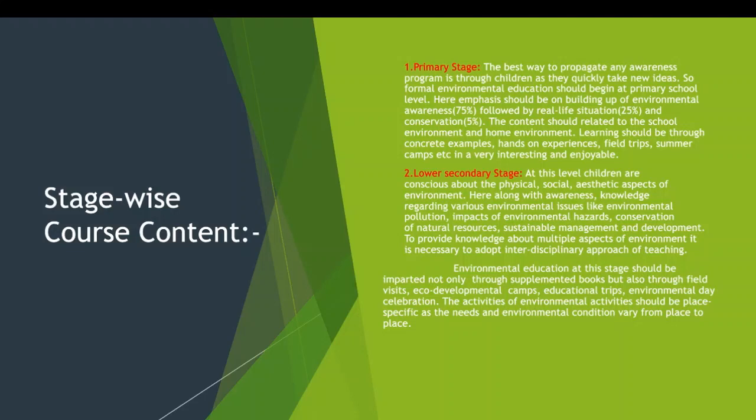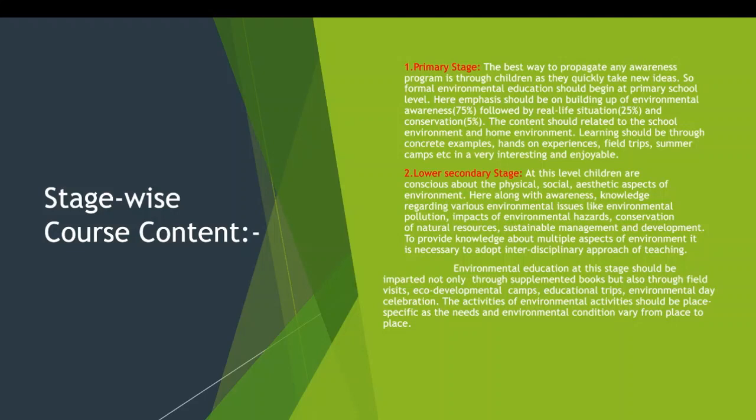But this is mainly done at the lower secondary stage, because primary students are very small, so gradually we should proceed. At the lower secondary stage, by adopting an interdisciplinary approach, various issues of environment should be emphasized.